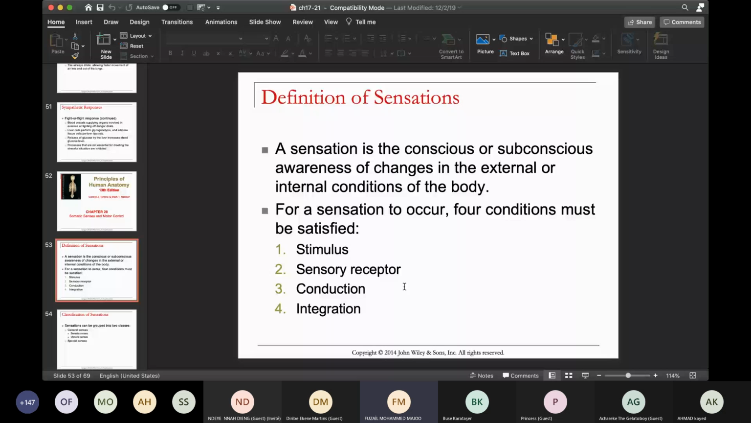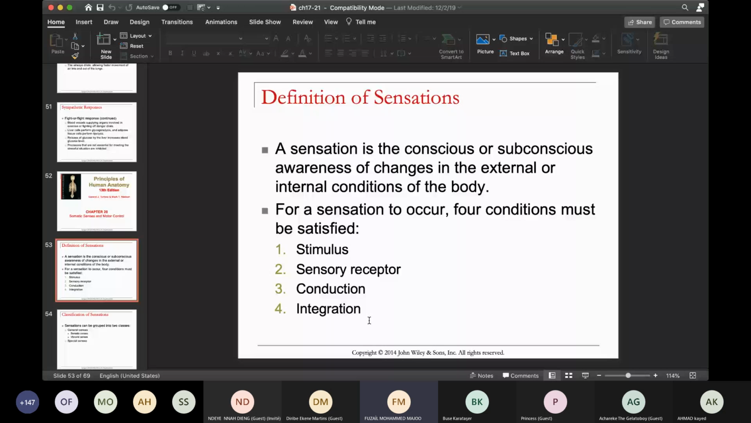And then number 4, the last part, is integration. This is the part of the brain that receives and integrates that nerve impulse, which ends up defining its meaning, in other words, producing a sensation for it. This is what integration involves.